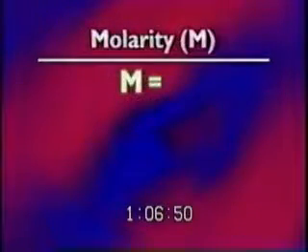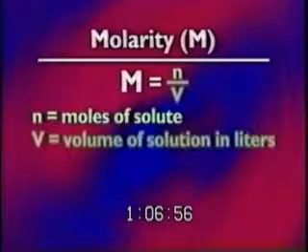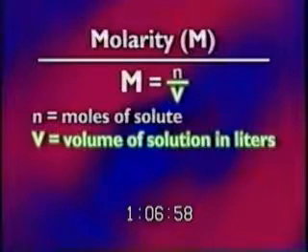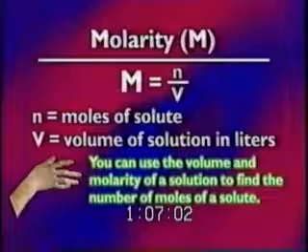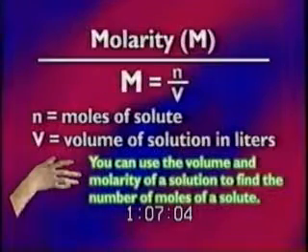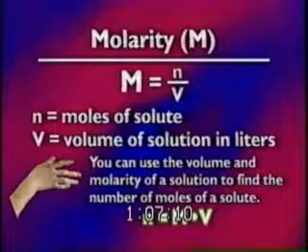The equation you'll use to find the molarity is M = N/V, where N is the moles of solute, that's the lesser or solid part of a solution, divided by V, the volume of solution in liters. And this is handy. You can use the volume and molarity of a solution to find the number of moles of solute you have by rearranging the molarity equation to read N, the number of moles, equals molarity, capital M, times V, the volume. We're going to show you a typical molarity calculation.